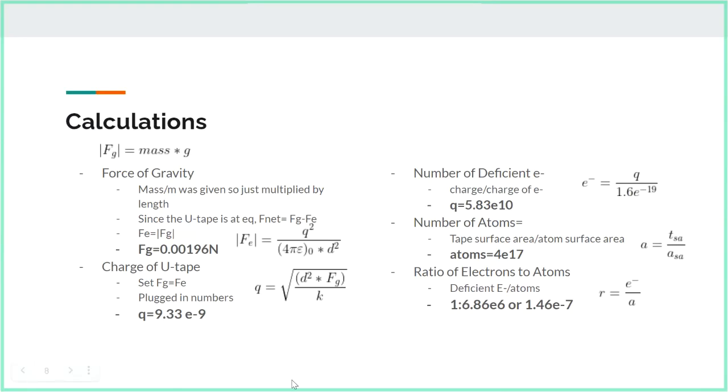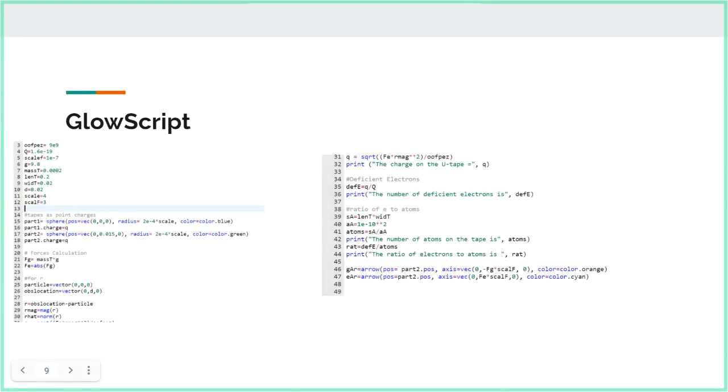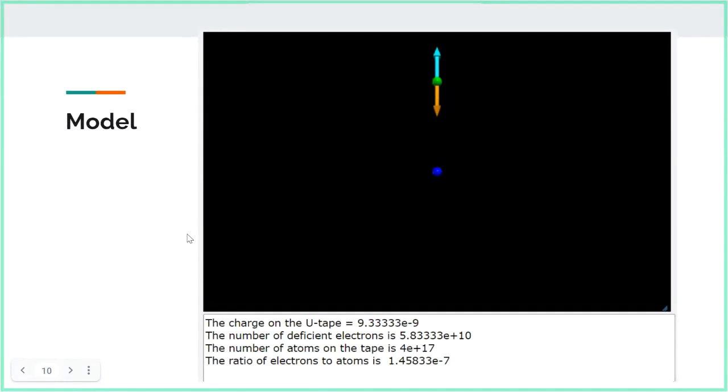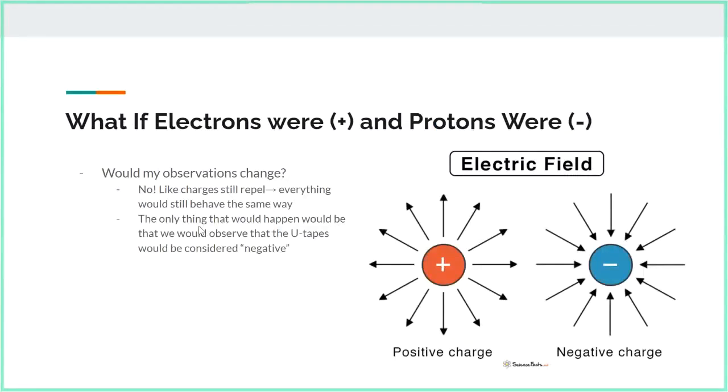I used this GlowScript code to model my experiment, which produced this representation, with the cyan arrow representing Fe and the orange representing Fg. As you can see, they're equal and opposite in direction, meaning the F net was 0, which helped us with our calculations. So what if the electrons were positive and protons were negative?